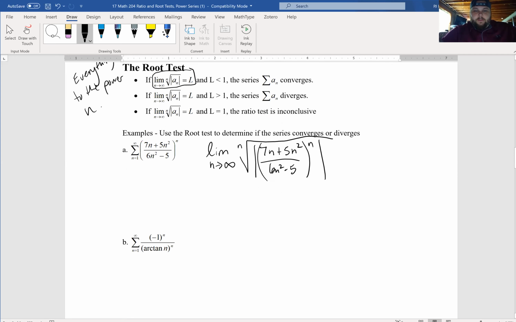The reason for using it, as I said, is to get rid of that power n out there, but we can't do that until we get rid of these absolutes. So is there any way for this stuff inside the absolute value to be negative? Well, n runs from 1 to infinity, so n is always positive. So 7 times a positive number plus 5 times a positive number squared, there's no way for that to be negative.